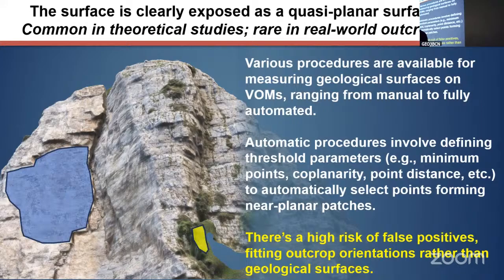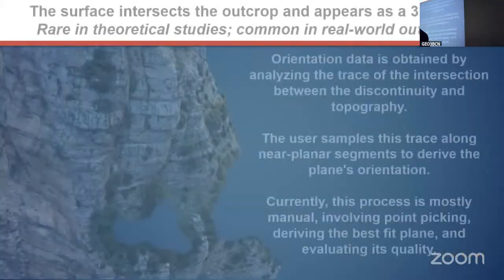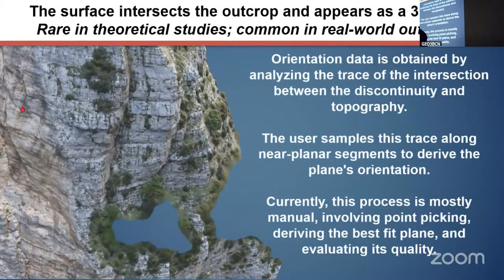By far, much more common is the situation in which the trace is exposed like this. In this case, the orientation data is obtained by analyzing the shape of the trace. And in particular, this is done essentially manually. We pick points along the trace, and we derive the best fit plane that approximates this kind of polyline.